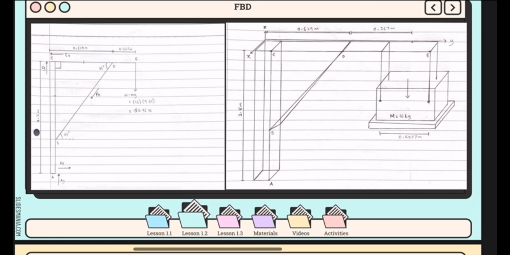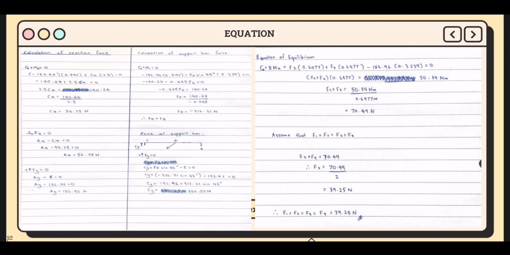So the weight is 16 kilograms, and to convert into Newton, we will be using the weight formula W equals mg, which equals 16 kilograms times 9.81. So the total weight of this pole is 156.96 Newton.